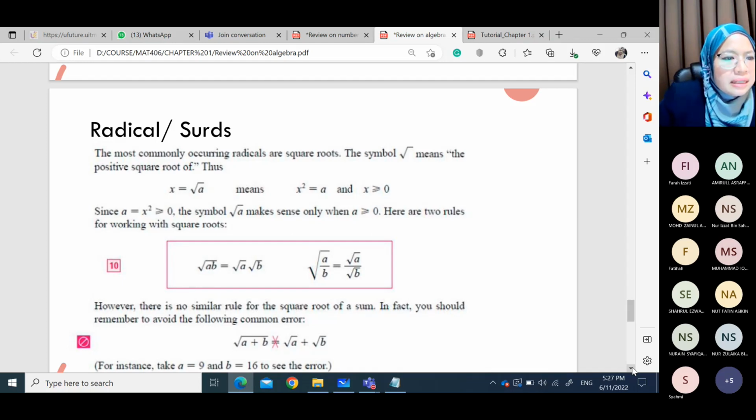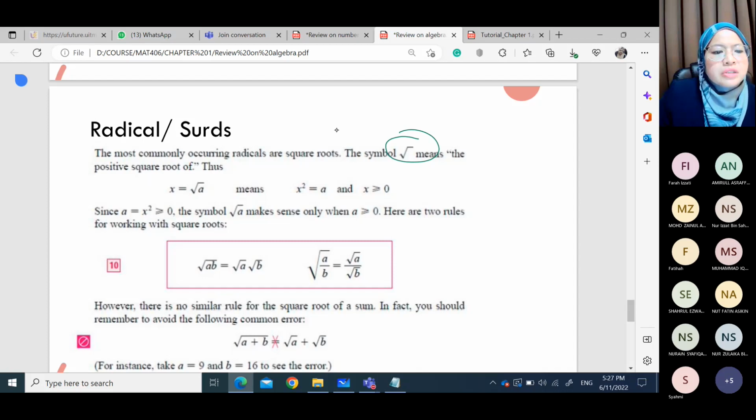Okay. Next, kita ada radical or surd. Okay, so this is a symbol for radical. So, make sure inside here must be positive. Kalau dia negatif, dia akan jadi imaginary number. Ataupun dia akan jadi complex number. Okay, so since A is squared greater than 0, so symbol root of A makes sense only when A is greater than or equal to 0.